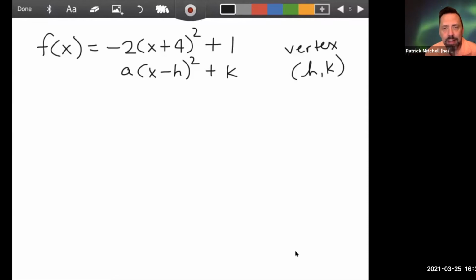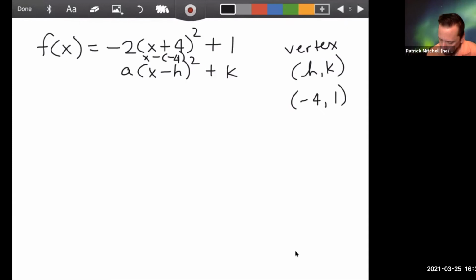A times x minus h squared plus k. The vertex is at h, k. So the thing that you have to be careful about is the minus sign in front of that h. That minus sign is built in. So when you see something like an x plus 4, you really need to think of that as x minus -4. It means that h is -4. But there's nothing tricky about k. K is going to be 1.